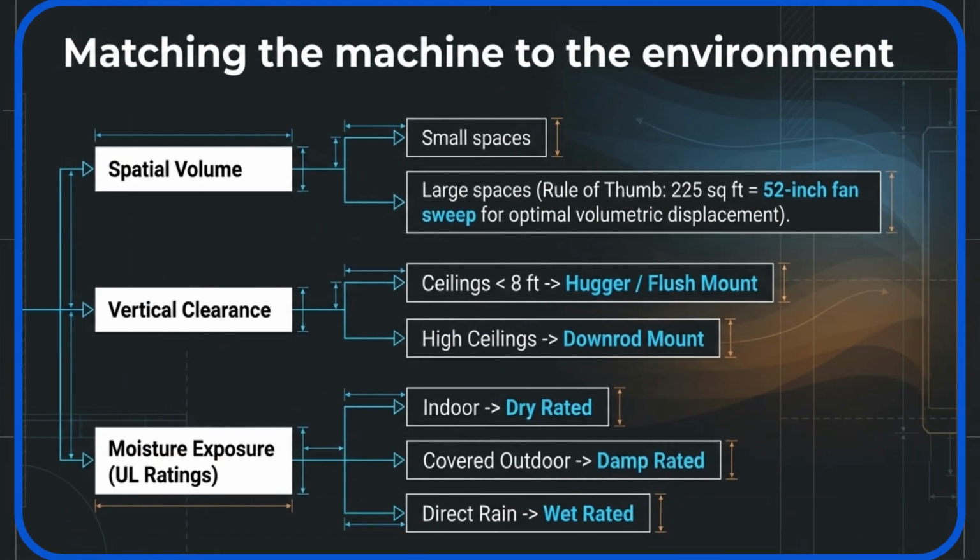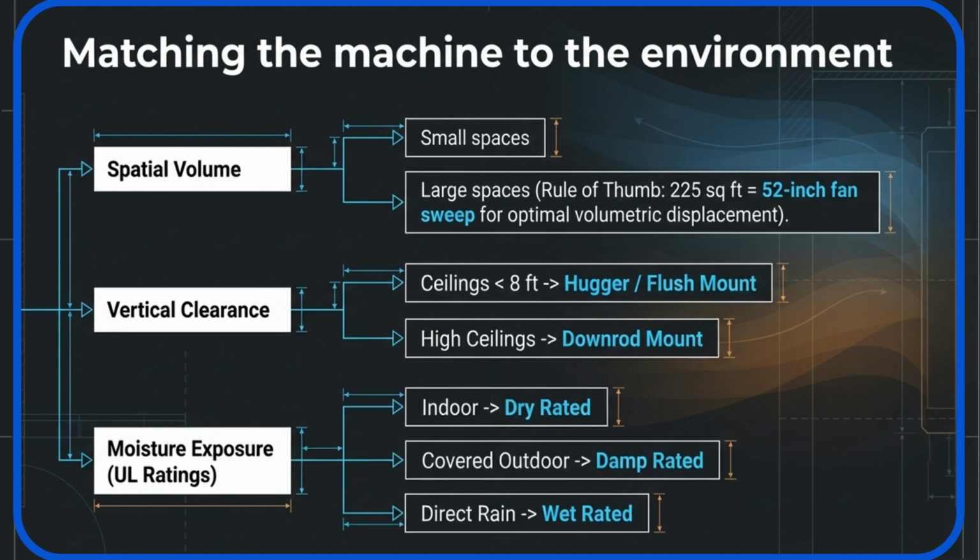Matching the fan to the environment requires considering spatial volume, vertical clearance, and moisture exposure. The optimal sweep for a 225 square foot room is typically 52 inches.